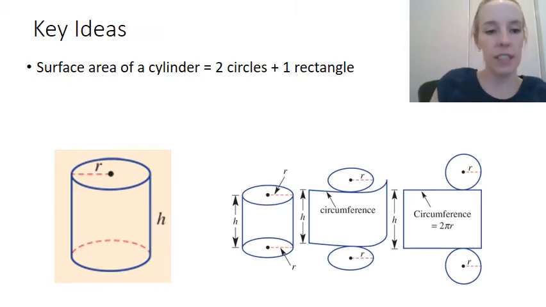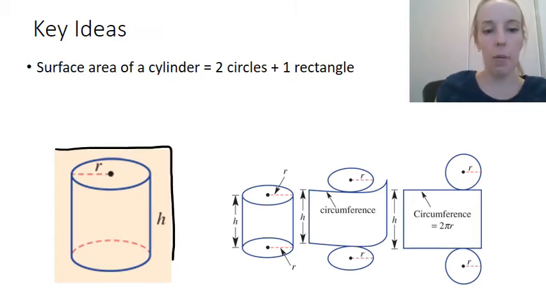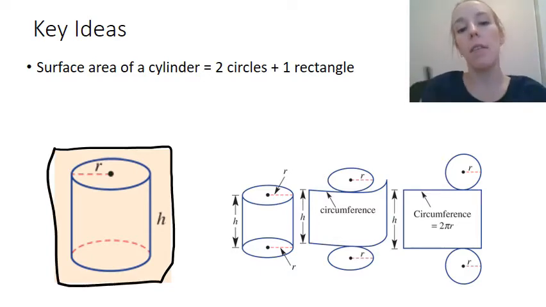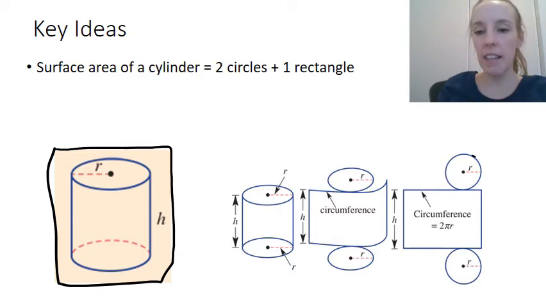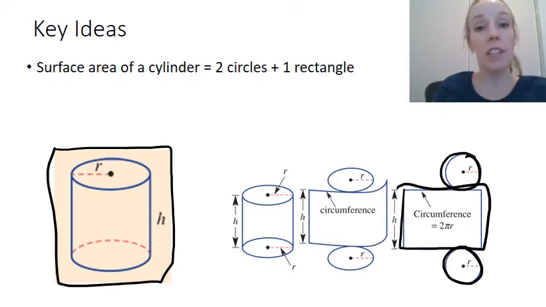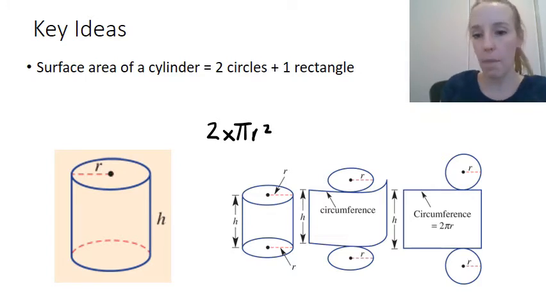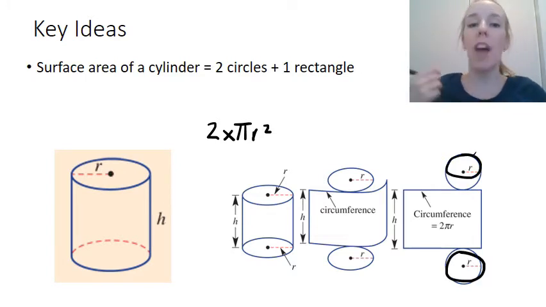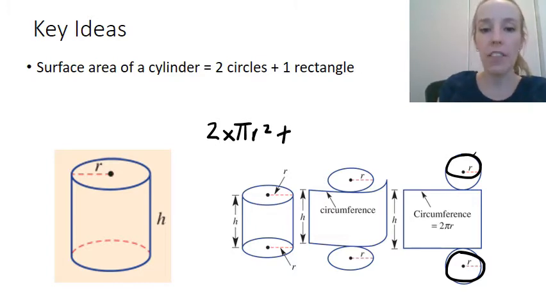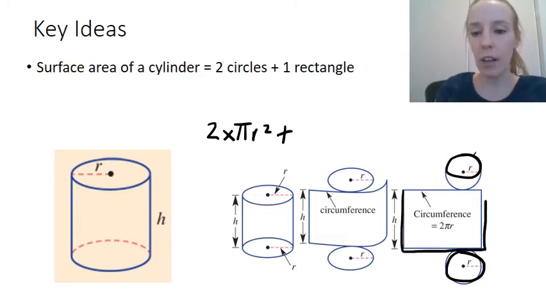Okay, so if we've got a cylinder like we've got here, and we were to cut it open to see what shapes it's made up of, we can see that it's actually made up of two circles and a rectangle. So when we're calculating the surface area, we're going to calculate the surface area of those two circles plus the rectangle. So our formula for a circle is obviously pi r squared, and then we've got two of those, so we're going to do 2 times pi r squared to get our surface area of the circles here on the end of our cylinders. And then we also have to add on the surface area of this rectangle here.